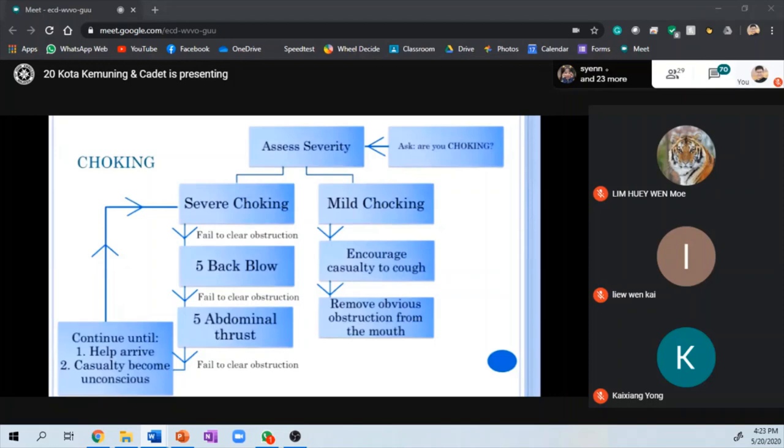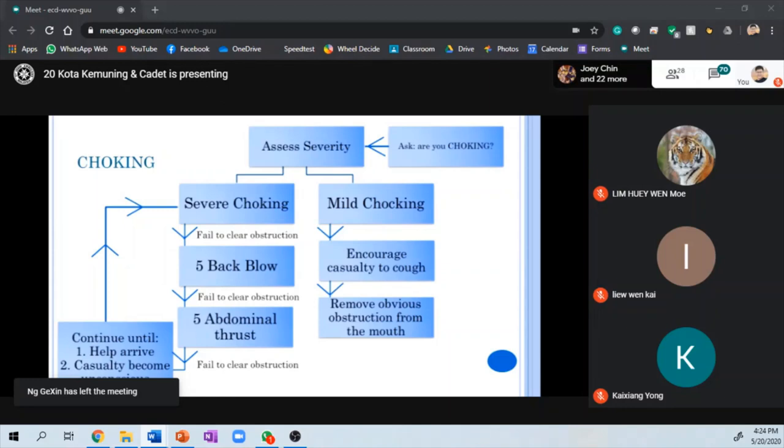To differentiate severe choking from mild choking, before you treat the casualty, you need to ask them, "Sir or madam, can you breathe? Can you talk? Can you cough it out?" If the casualty can do all of them, or can try to, they are considered to have mild choking. If they cannot breathe, it means severe choking. Even if the casualty can breathe but cannot talk, it is also considered severe choking.